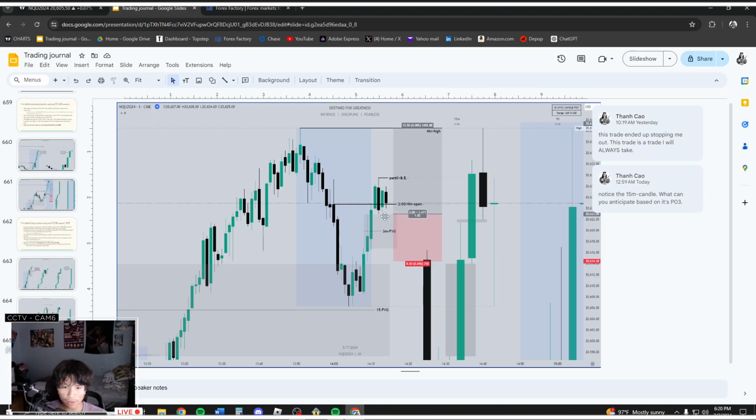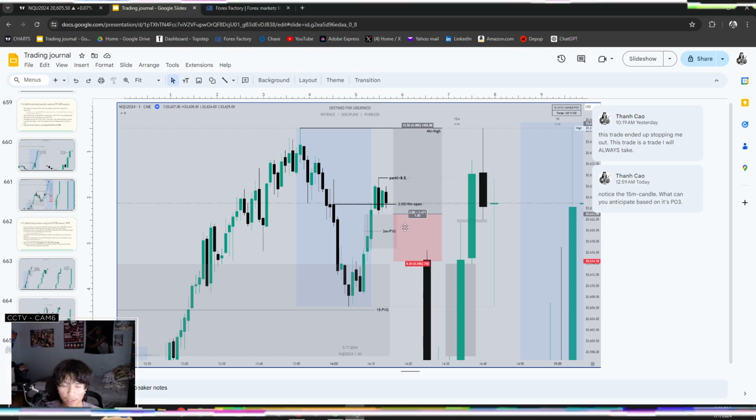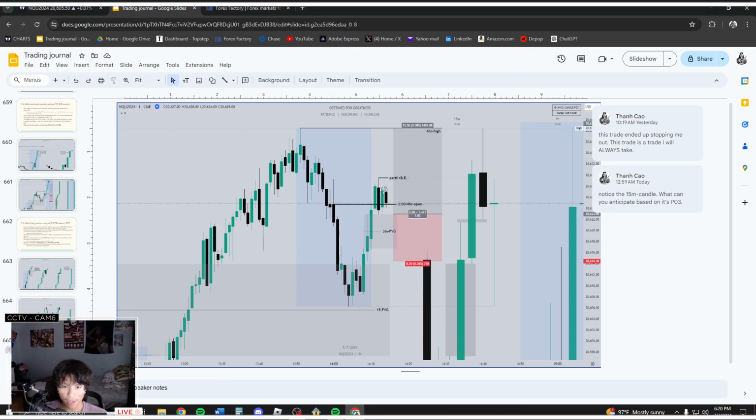So we have this 3-minute FVG here, and price dips back inside that 3-minute FVG. That's when I take my entry. So I actually got stopped out on this trade. But this trade right here is a trade I will always take, no matter what. This is my setup.